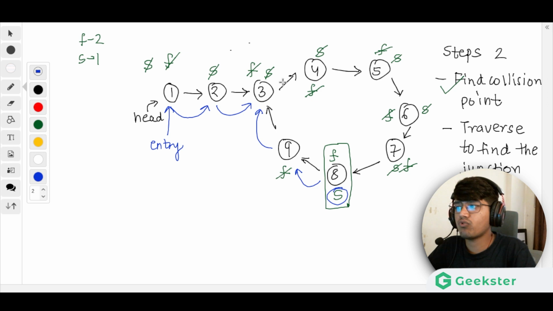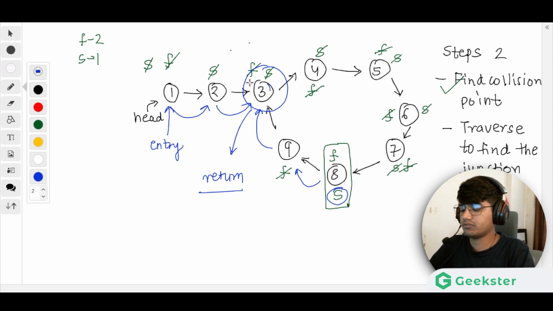You can see the entry pointer and the slow pointer have met. The position where they meet is our junction, so we simply return this node. That's our answer. Now let us discuss why they are going to meet for sure, and what the logic behind that is.